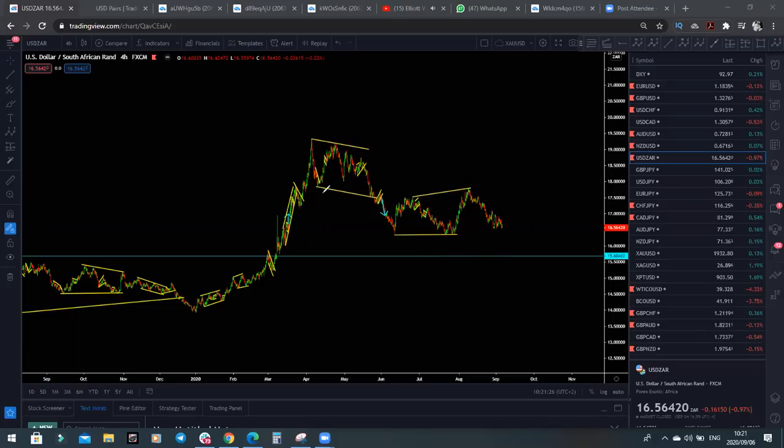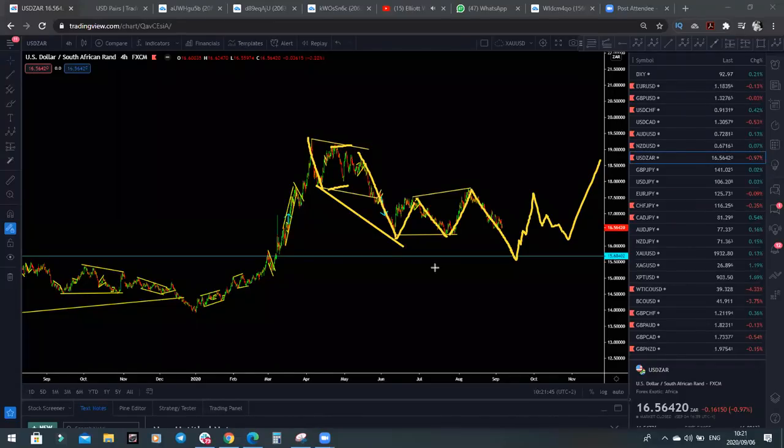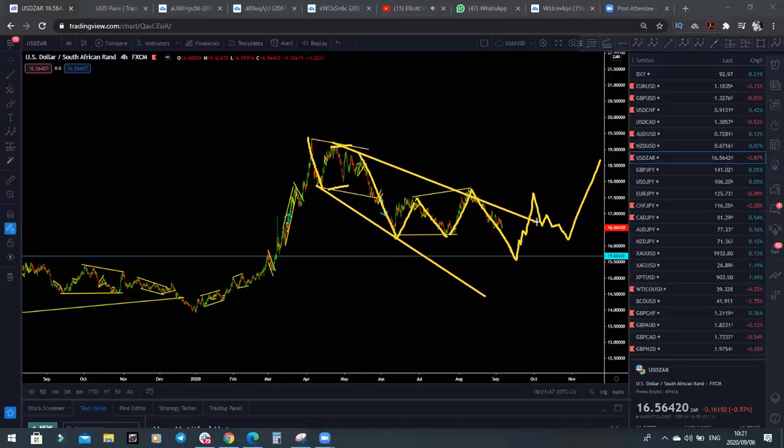What is that structure? So what we're looking at here is a possible structure like this. After we break here, we should see a deeper pullback. So this looks like an expanding diagonal playing out on the US dollar ZAR. It's not a very common pattern. Let's see how this is going to develop.